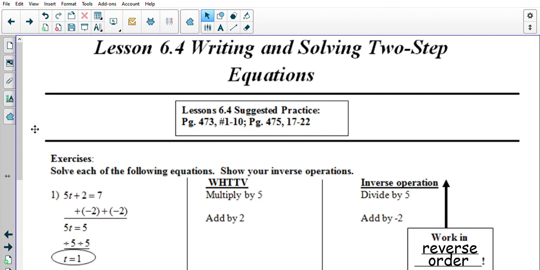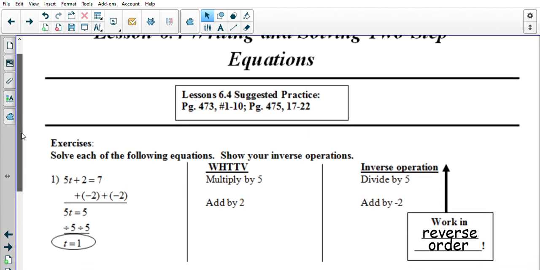Today's video will focus on the lesson 6.4 guided notes on writing and solving two-step equations. We've already done one-step equations by adding and subtracting and by multiplying and dividing. So as I said earlier, we're going to combine the two into one question or one problem. So let's go ahead and get started.